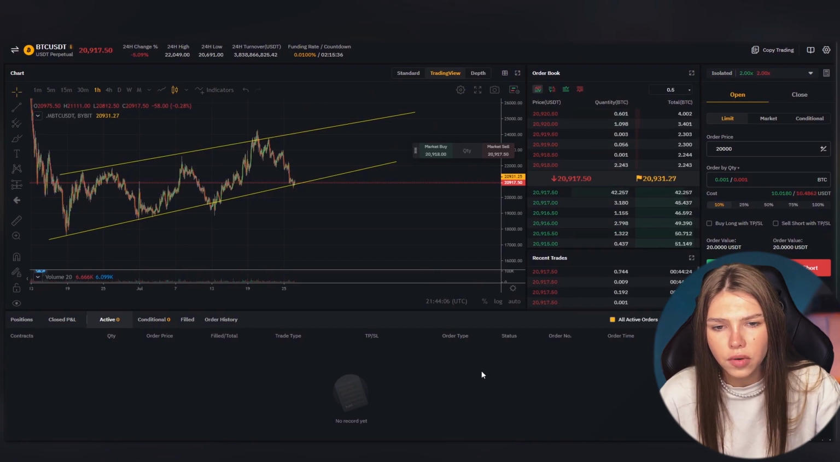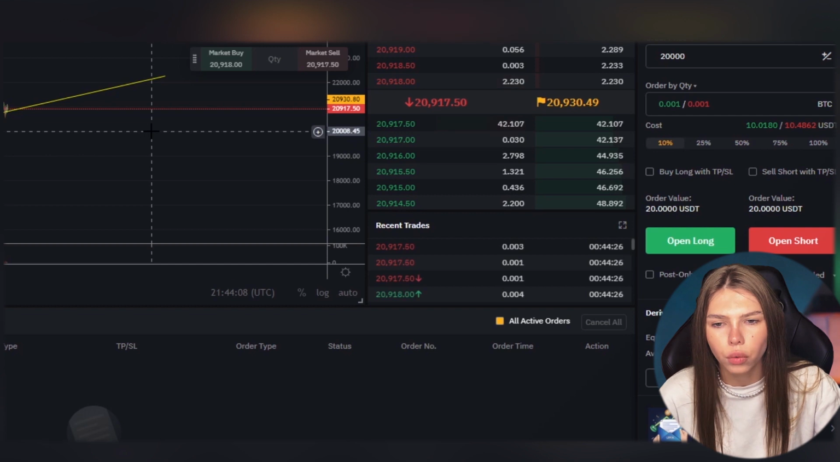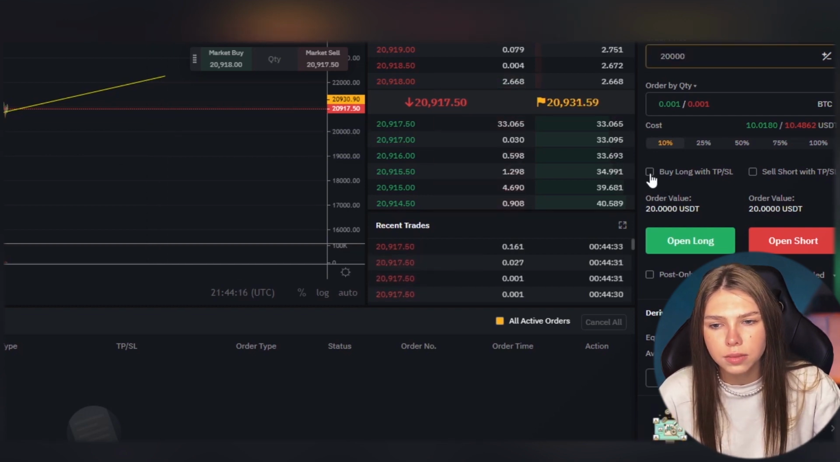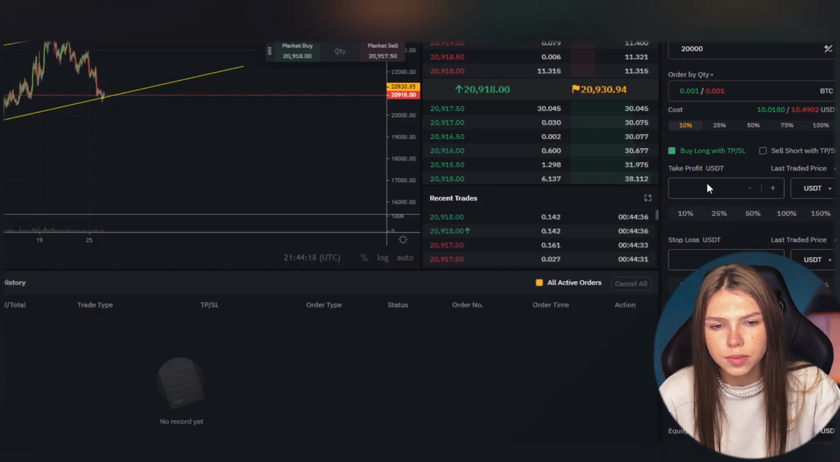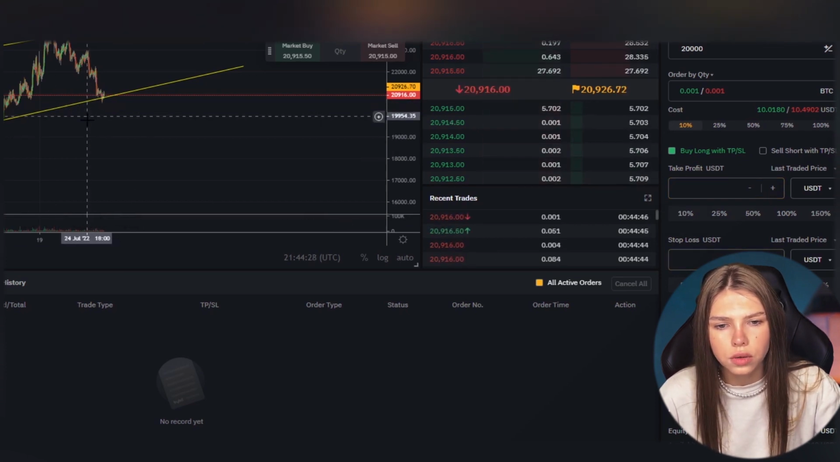So exactly the same parameters, and we're going to go through. Let's say we have an order price of 45,000. Want to trade this much. Now if you're going long, you can press this button here, buy long with TP or SL. TP is take profit, SL is stop loss. How would you determine where you want those to be?